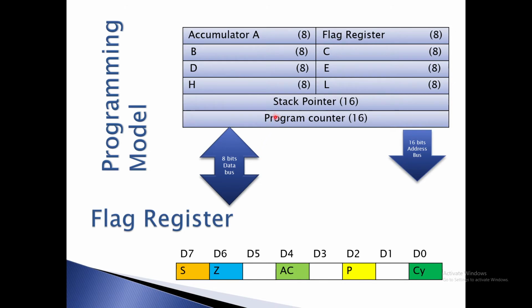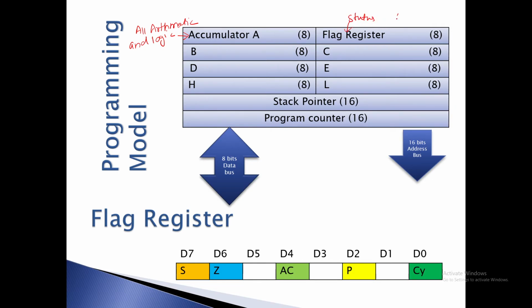Now, to understand as a programmer what is provided for the operations, we need to understand the programming model of 8085. As we know, it has an accumulator where all the operations are performed. In 8085, all arithmetical and logical operations are performed in the accumulator.